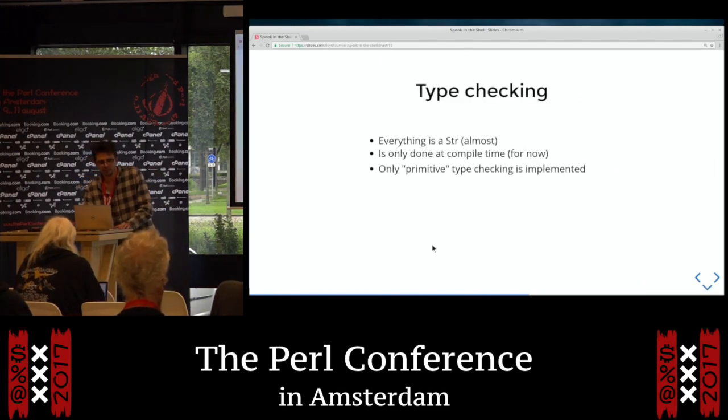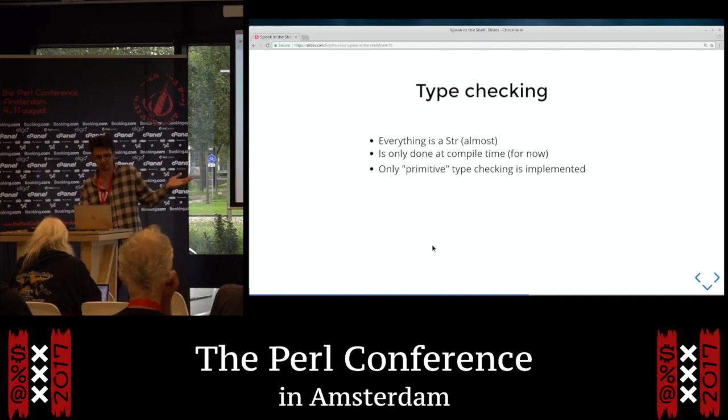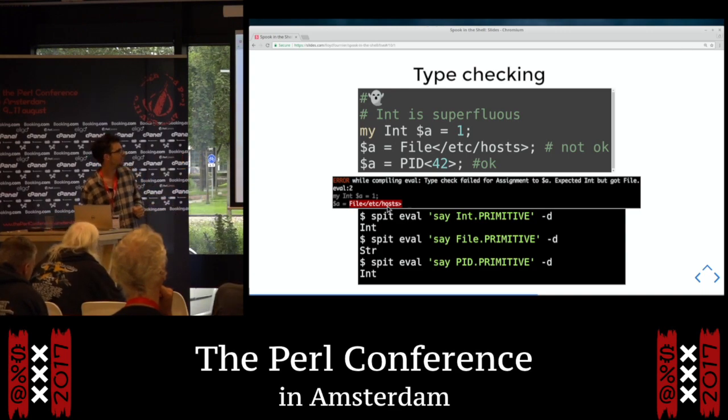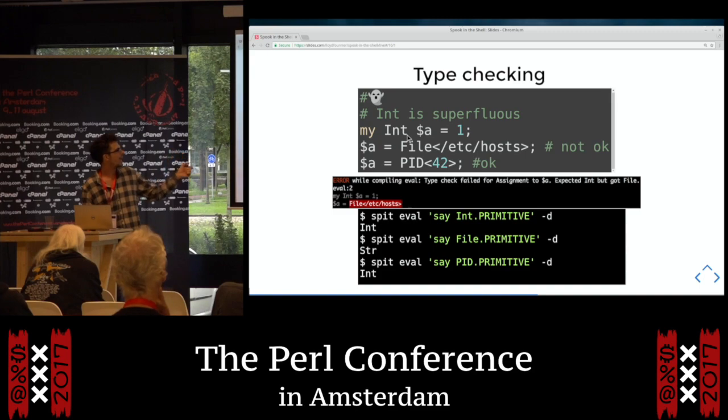So there's some type checking. The fundamental type is the string type, because everything inherits from the string type. Type checking is only done at compile time, obviously, because it's difficult to put type checking into shell scripts. Only primitive type checking is implemented, and I'm going to explain what that is. So you make the variable A an integer, then you assign it to a file, and that will fail. It will give you this error because you've already said it's an integer. But if you assign it to a PID, which is a process ID, it's going to be fine because a PID is an integer. But that int there is actually completely superfluous, because if you did my $A is equal to 1, it's already an int from then on.